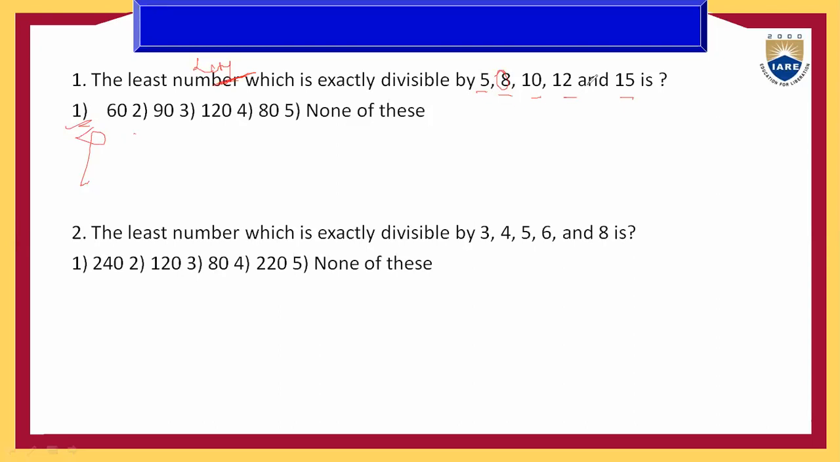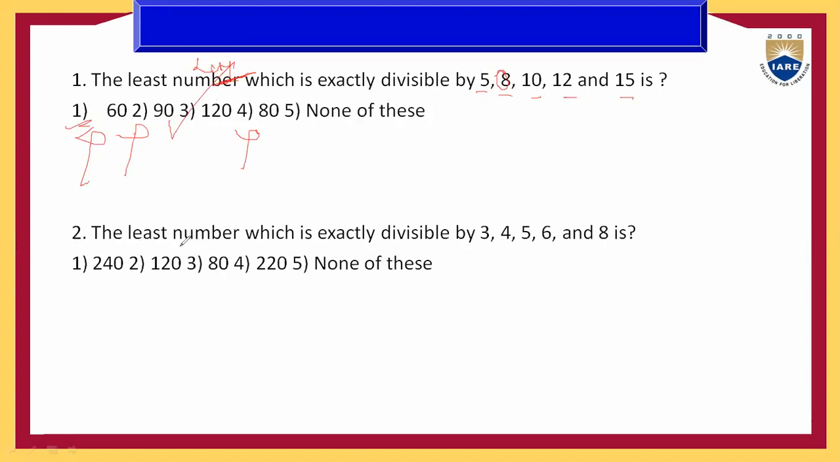Is 90 divisible by all these numbers? 90 is not divisible by 8. So this is also not the correct answer. Next, is 80 divisible by all these numbers? No, 12 does not divide 80. So the next least value is 120. 120 is divided by all these values. So 120 is the right answer.